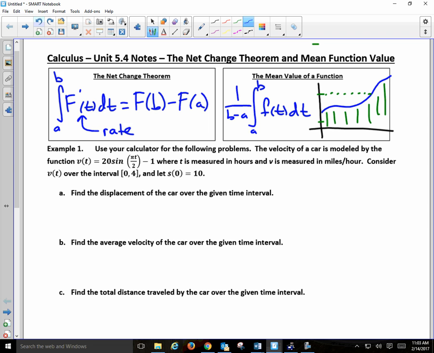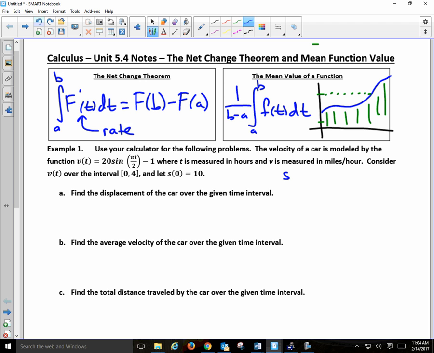All right, so we get to the main problem for today. This is one of the most common types of problems you would see on the AP exam, and I'm going to be rewriting the study guide and our test this year to incorporate this kind of problem because I believe in it so much. It says, use your calculator for the following problems. The velocity of a car is modeled by the function v of t equals 20 sine of pi t over 2, minus 1, where t is measured in hours and v is measured in miles per hour. Consider v of t over the interval 0 to 4, and let s of 0 equal 10.